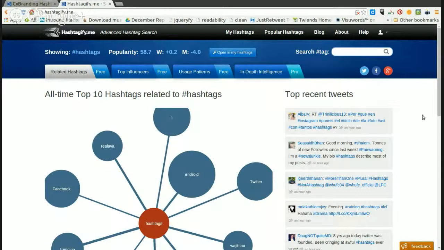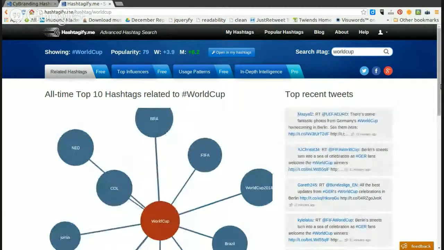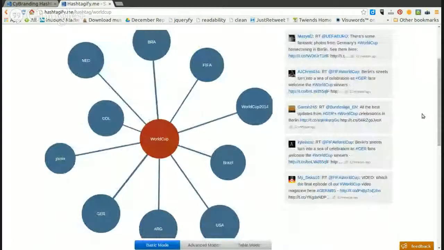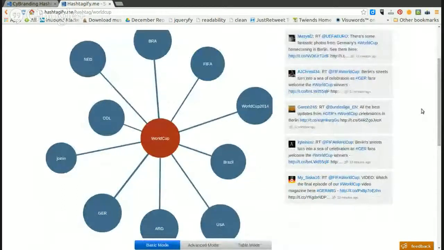And you could start from one starting point. For example, let's just write World Cup. Of course, you would need to not enter any space because spaces are not accepted in hashtags. I will search for this. And so the tool shows me the top hashtags related to my search.